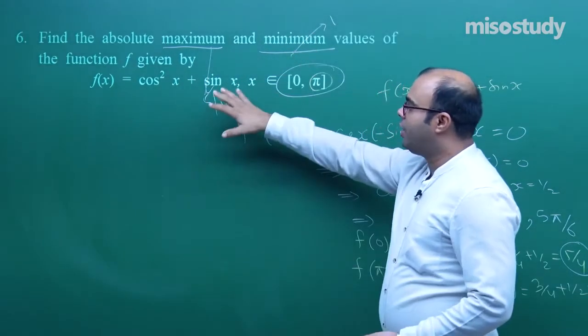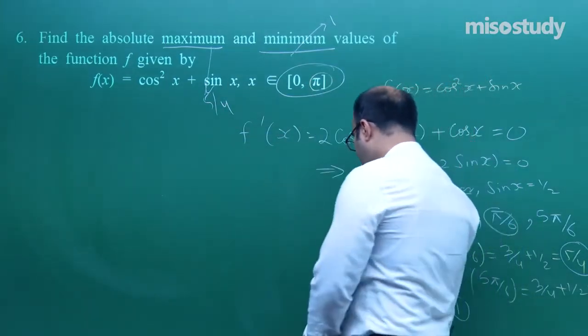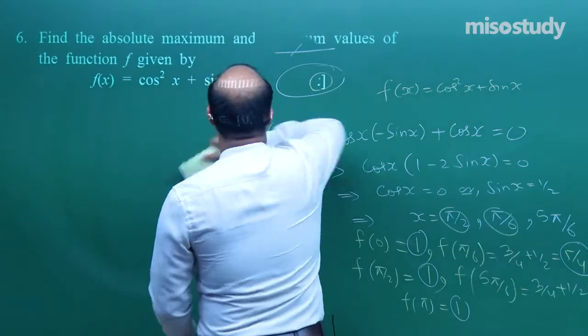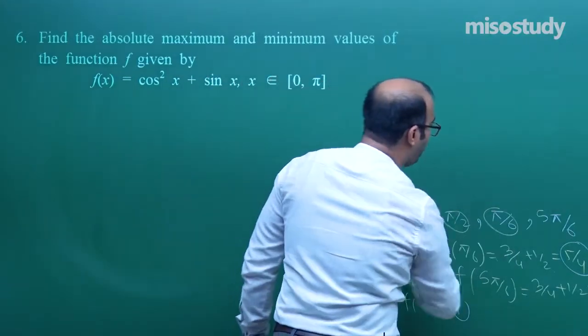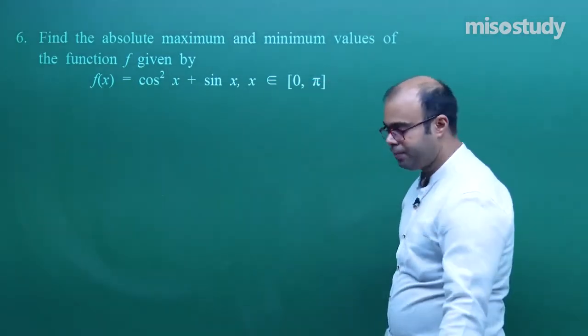So this function will lie between 1 and 5 by 4. 5 by 4 means 1.25. So this is how we solve maxima and minima for absolute maxima and minima. Let us come to the next question.